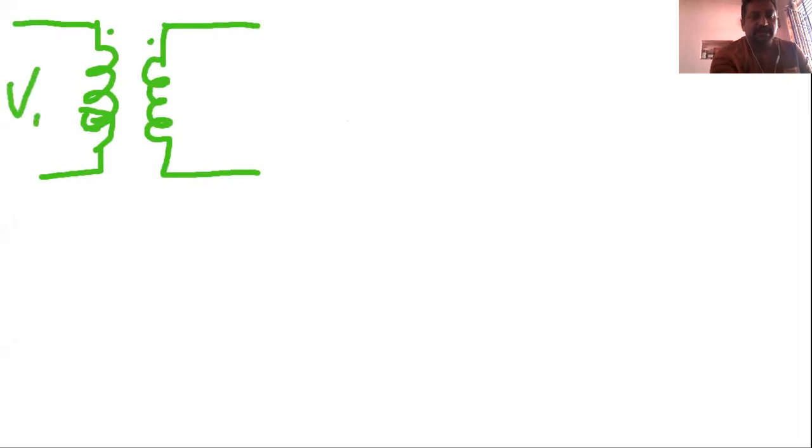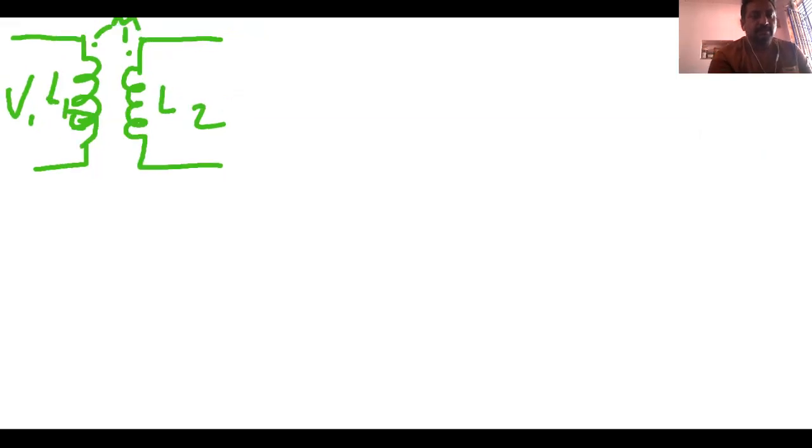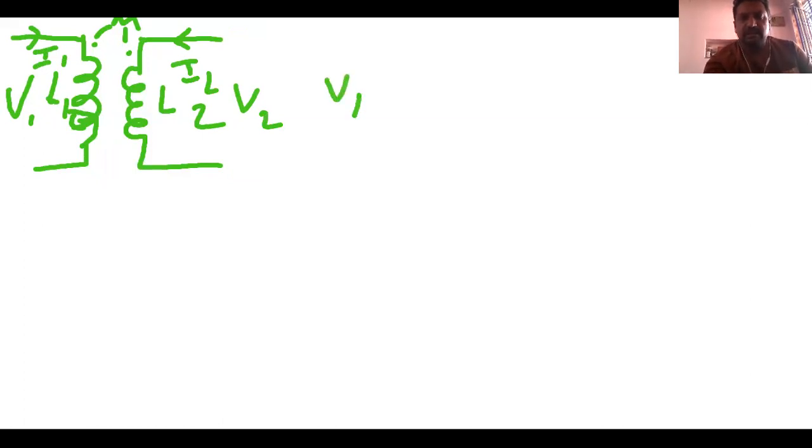So this is one magnetic coil L1, and this is another magnetic coil L2, and the mutual inductance between them is M. This is V1, and this is I1, and this is V2, and this is I2. Current will flow through this. We want to calculate V1 and V2.